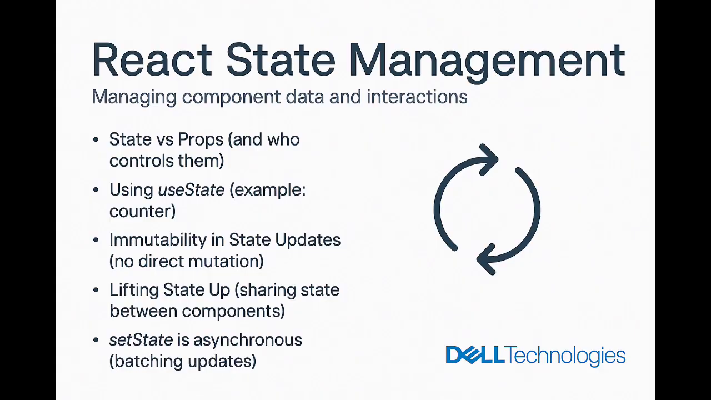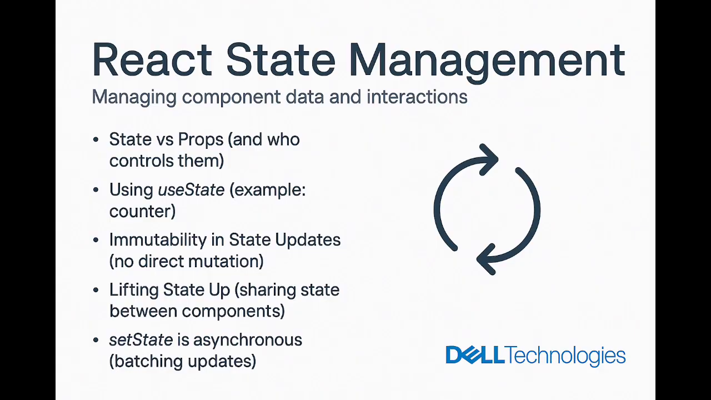Using state in functional components: the useState hook. In modern React, functional components use the useState hook to add state. For example: import useState from React, function Counter, const [count, setCount] = useState(0). Here we declare a state variable count with an initial value of 0. useState returns a pair: the current state value, and a function to update it. We can then use count in our JSX and update it via the function.